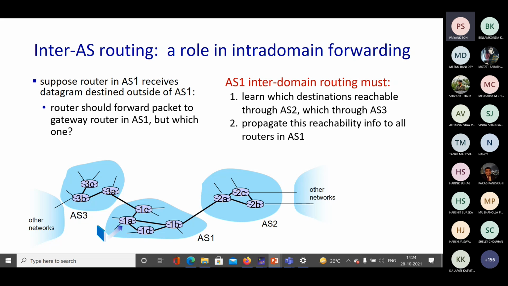In order to do that, what should it know? It should know which destinations are reachable through AS2 and which destinations are reachable through AS3. That will give it the information on which gateway router it should forward that particular datagram to. Now this information, which destinations are reachable through AS2 and which are reachable through AS3, has to be propagated to all the routers belonging to the given AS.